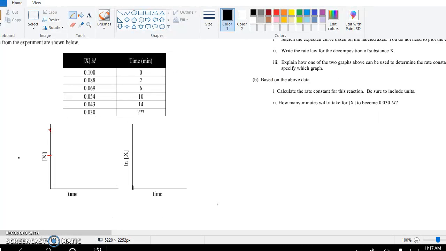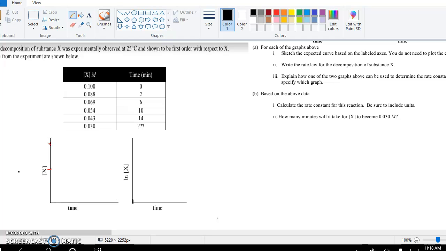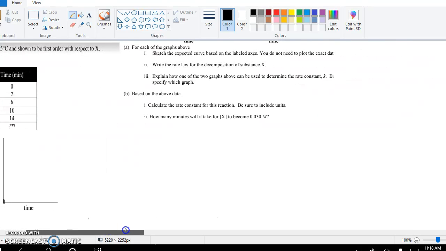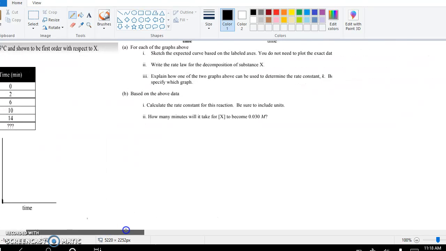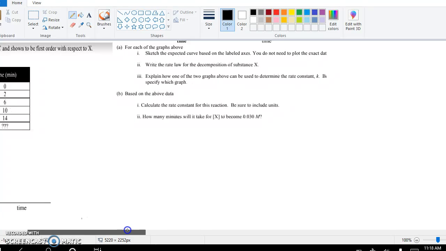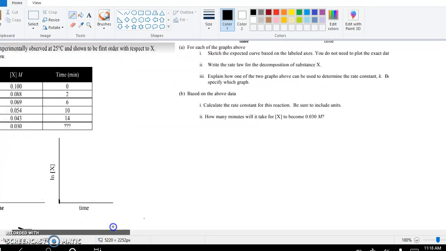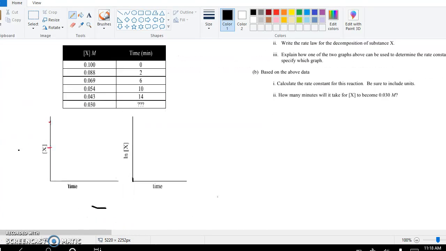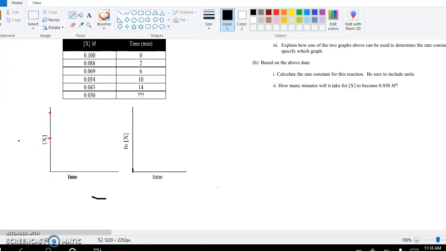What they want us to do is to sketch the expected curve based on the labeled axes. We do not need to have the exact data plots, but we do need to be able to draw what we see.